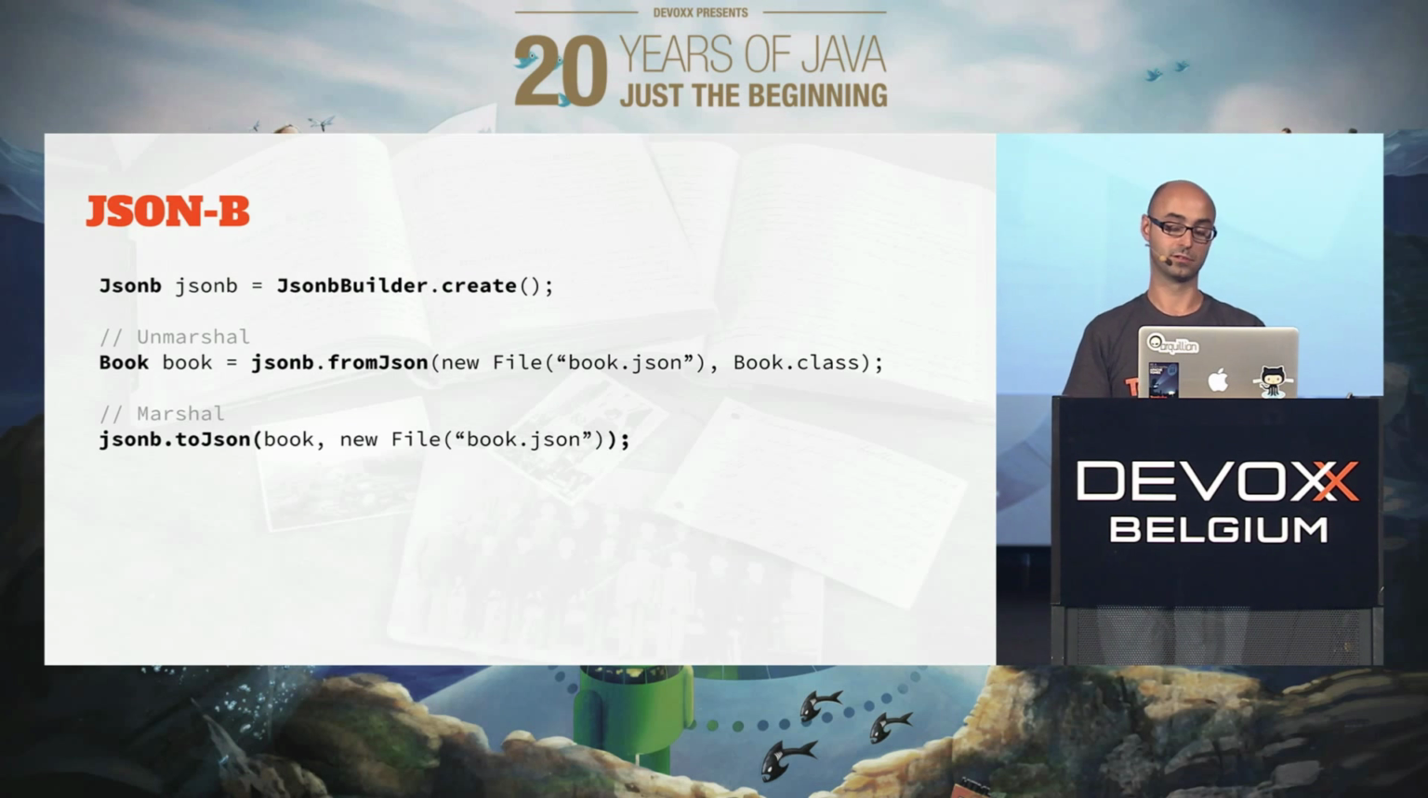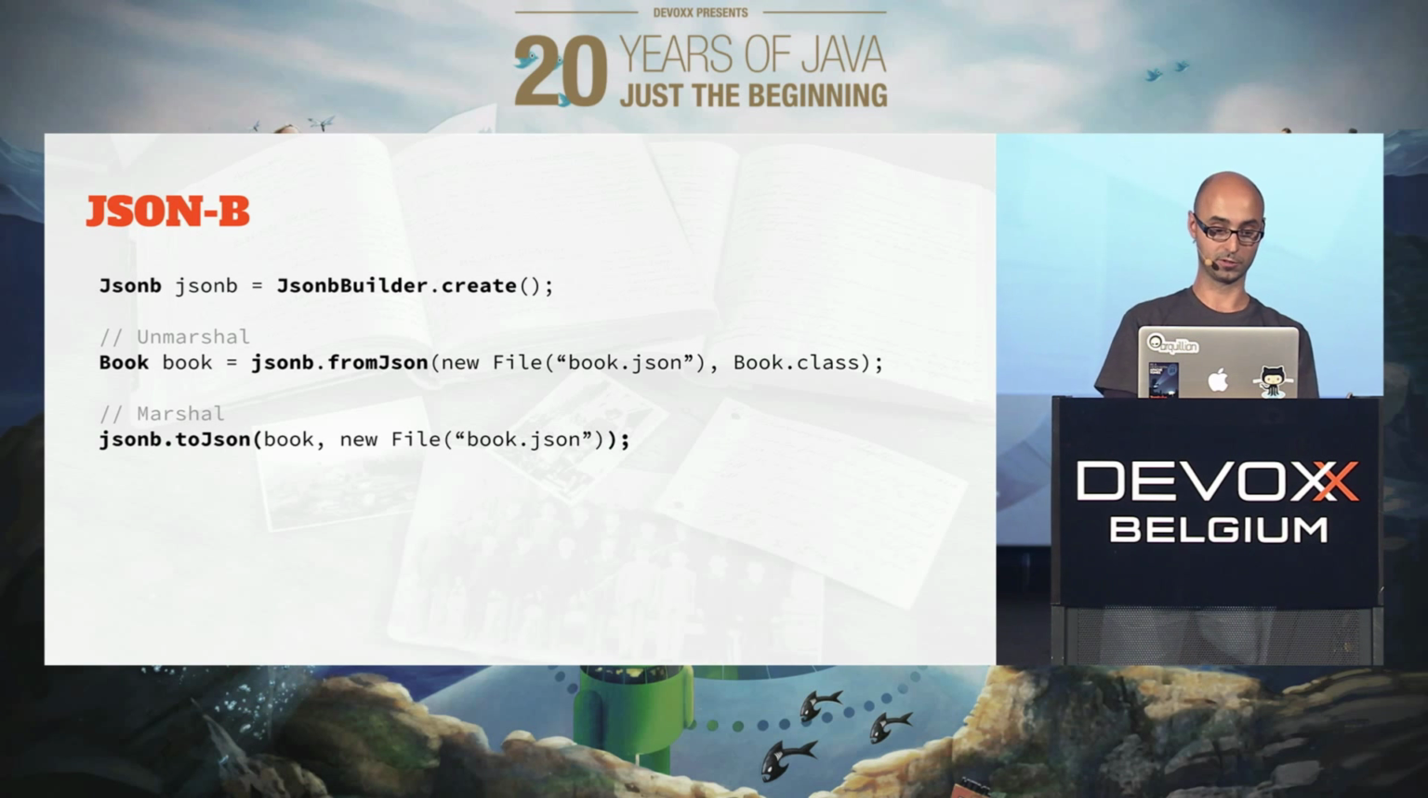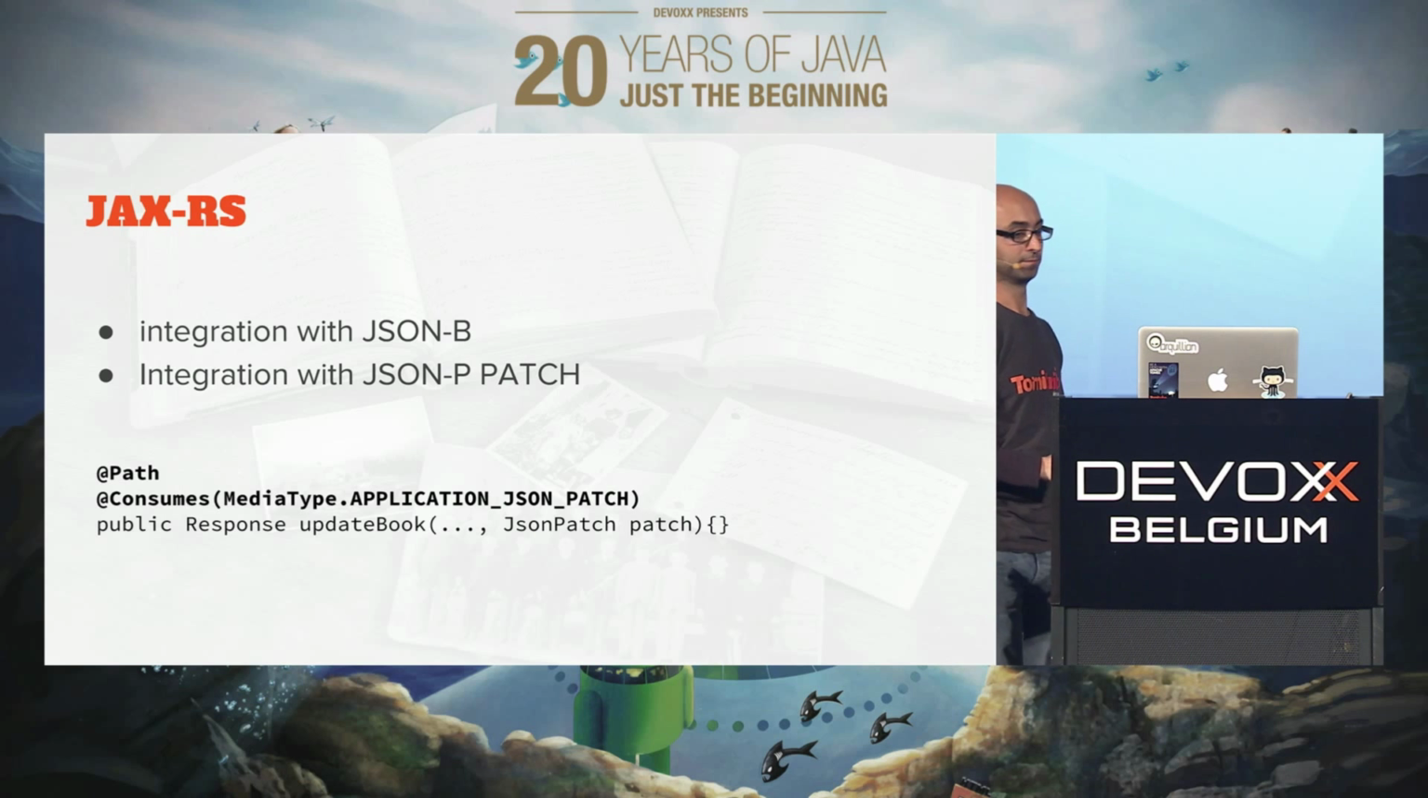And if you are interested in how it's going to work with JSON-B, we will create a JSON-B builder, and then from JSON, you put the JSON and you get the book in this case, or you can write the book to a JSON file. Yeah. Okay.